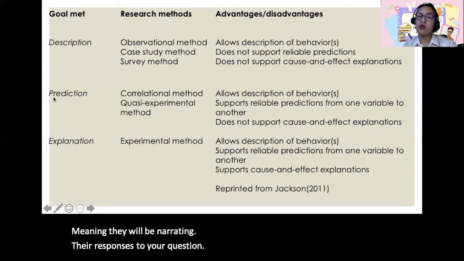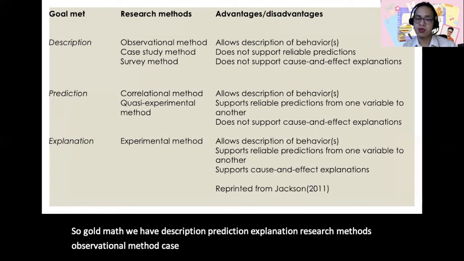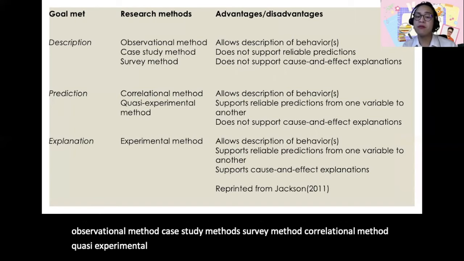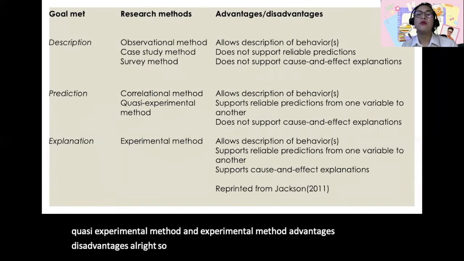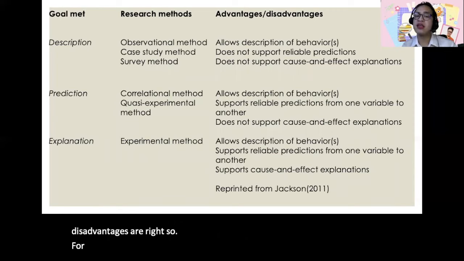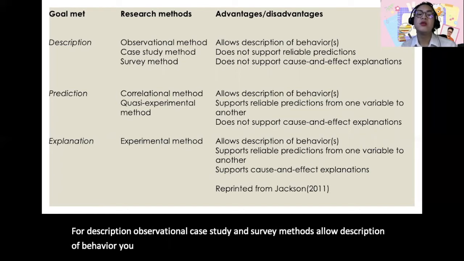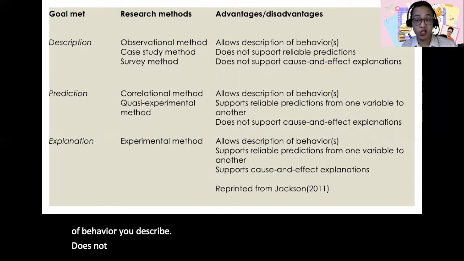So goals: we have description, prediction, explanation. Research methods: observational method, case study method, survey method, correlational method, quasi-experimental method, and experimental method. Advantages, disadvantages. All right. So for description, observational, case study, and survey methods allow description of behavior. You do describe. Does not support reliable predictions.